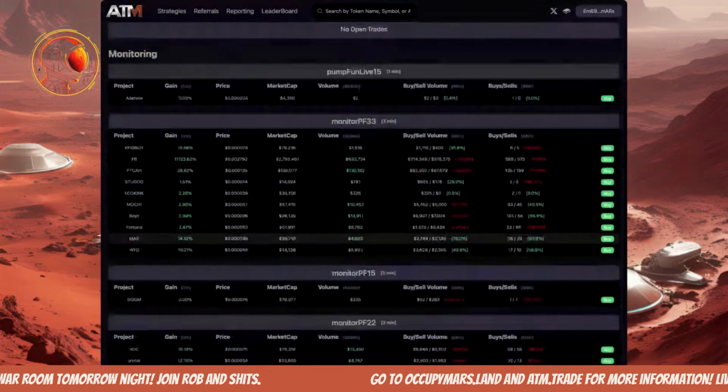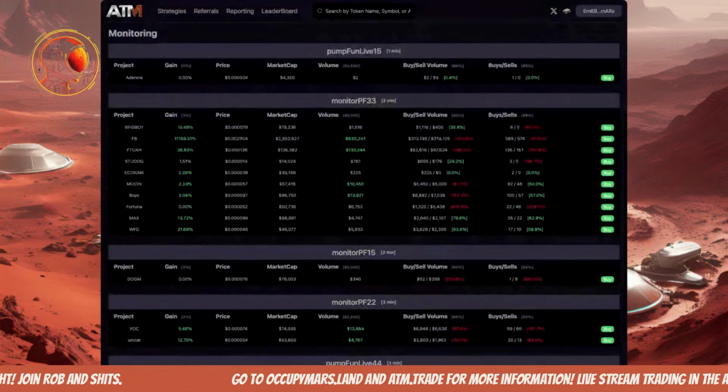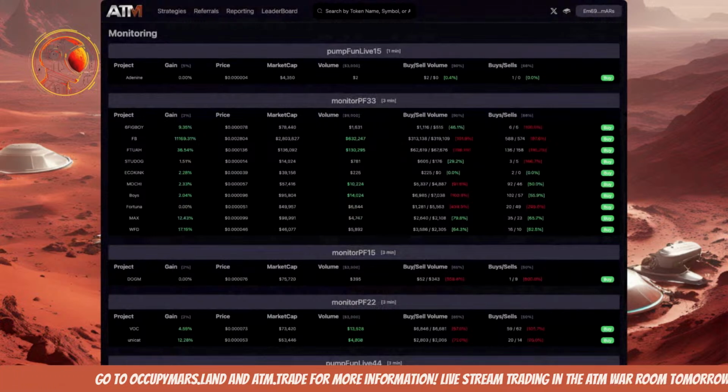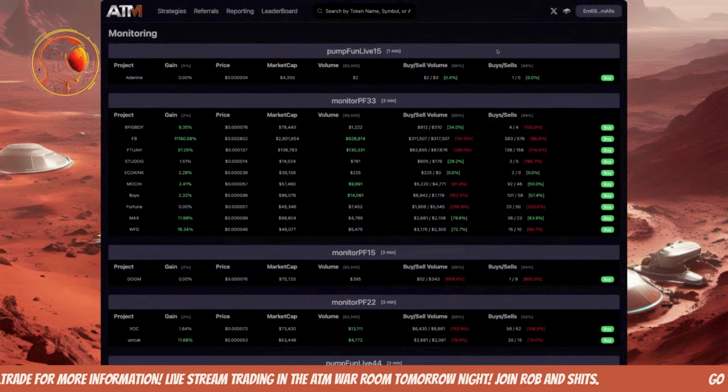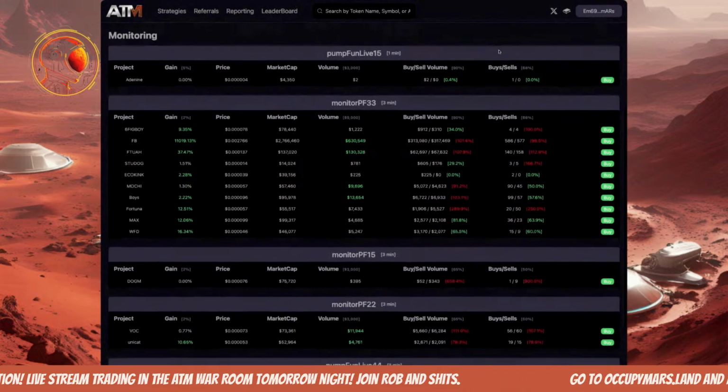Again, this will look a little different when we release beta, but you'll be able to buy set amounts or your own amount. You'll be able to sell set amounts or your own amount as well.